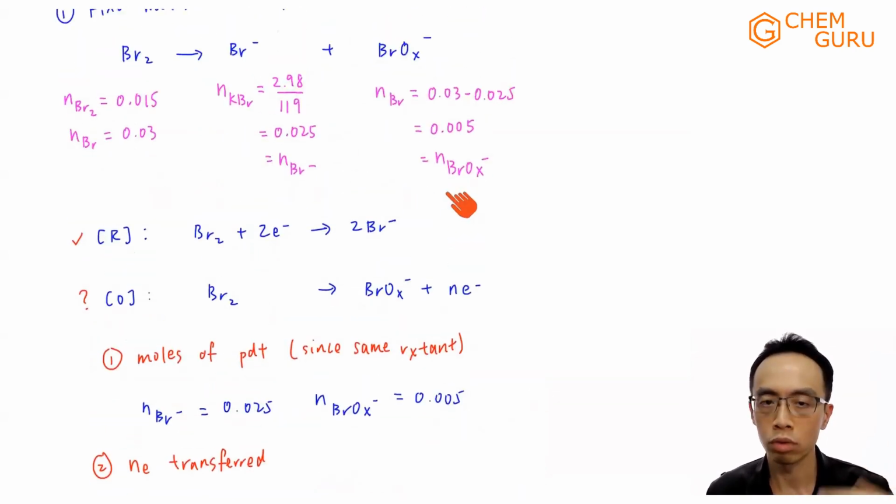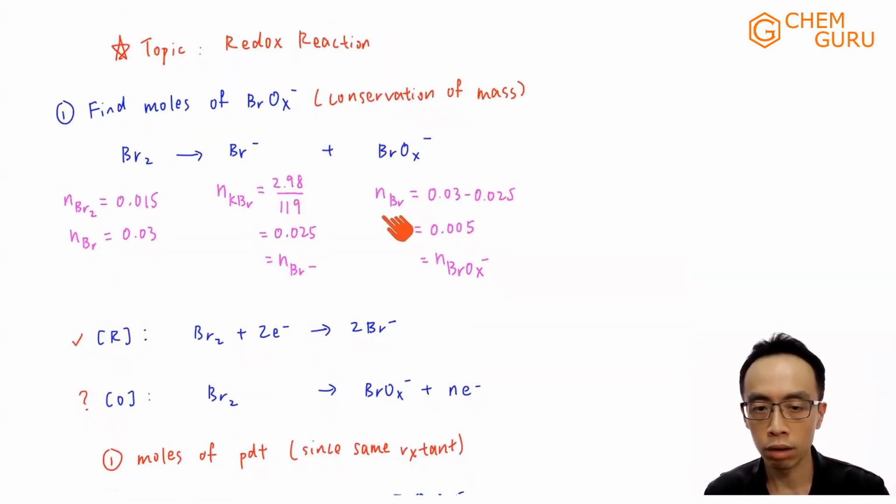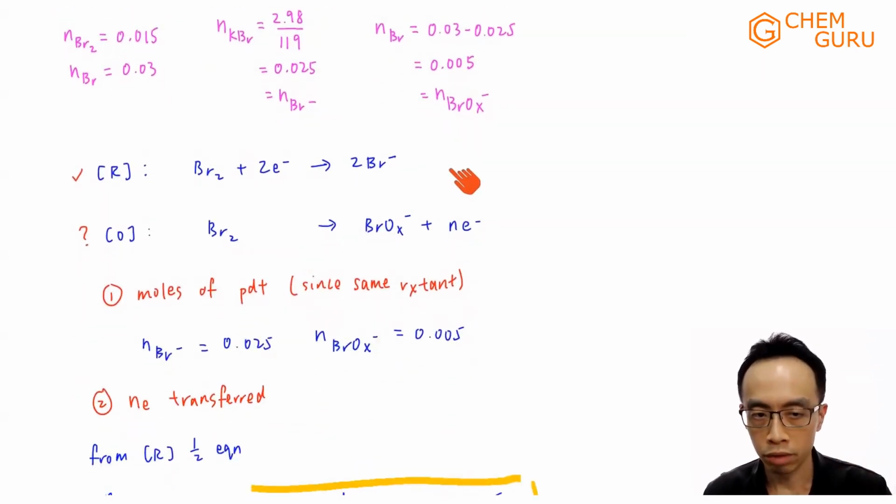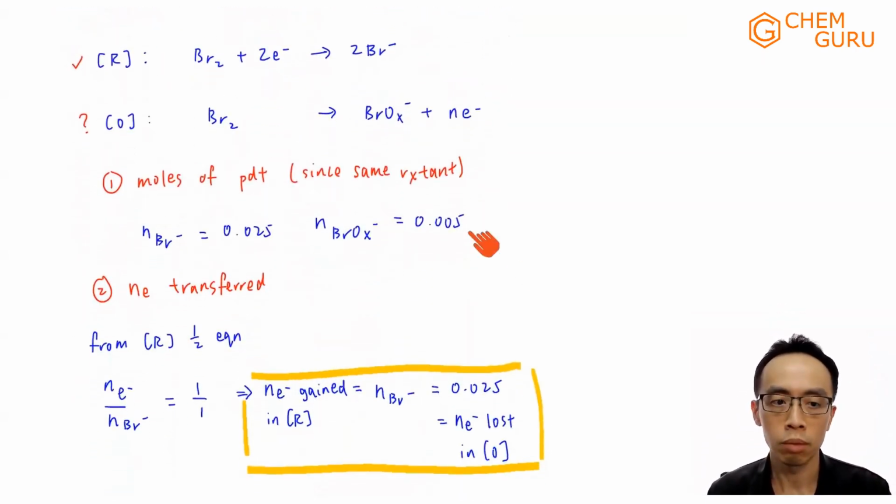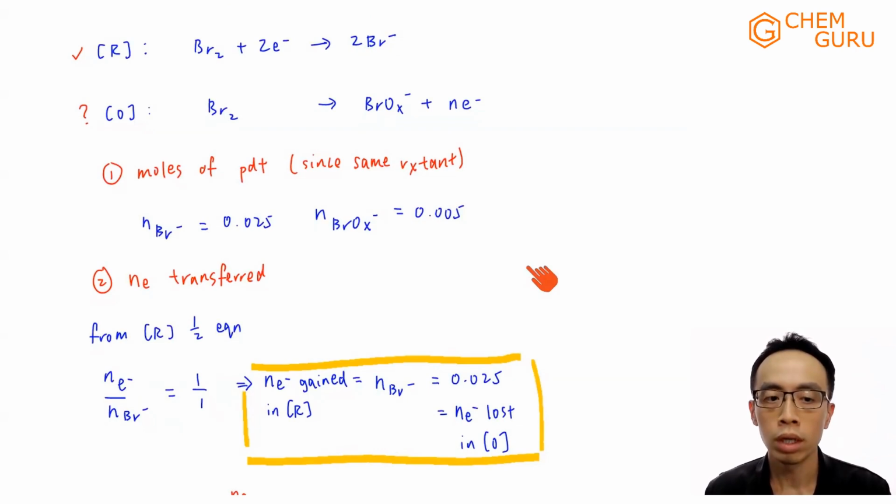But for this question, we have to try to do a bit of work to try to figure out what is the number of mole of your BrOx minus that is being formed. Once we have that, then it will fall back into a fairly standard type of question. So what we will do is we will find the number of moles of my product first.